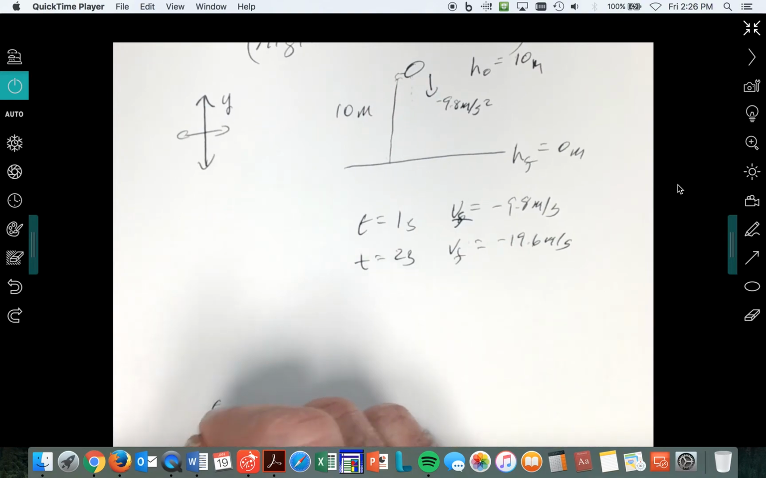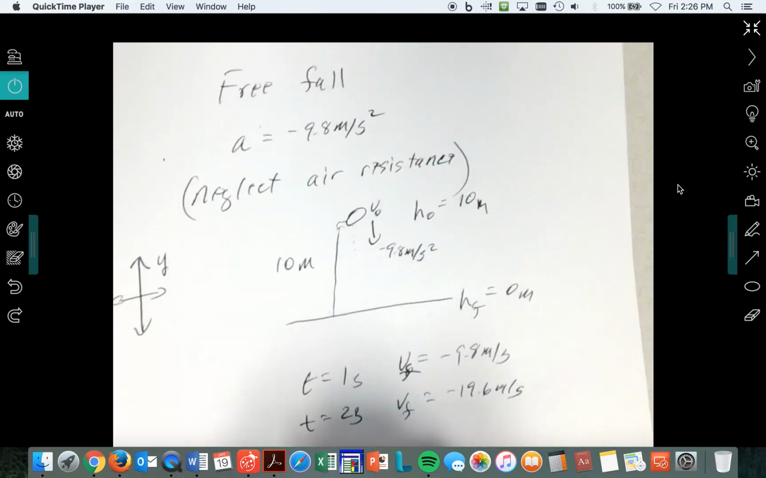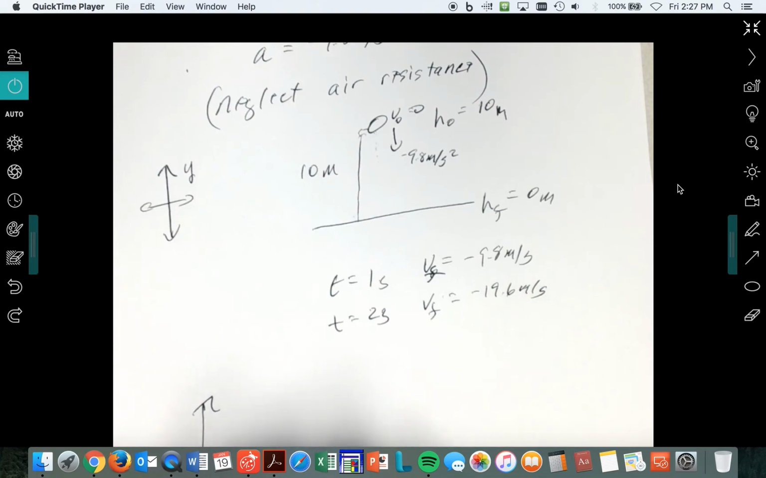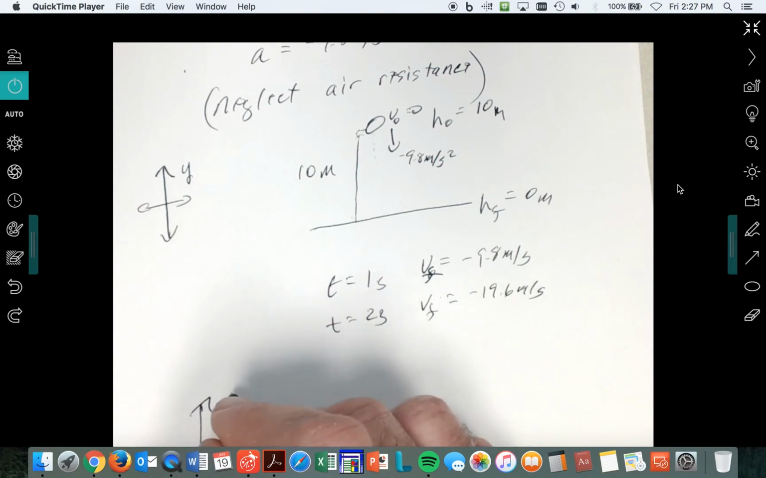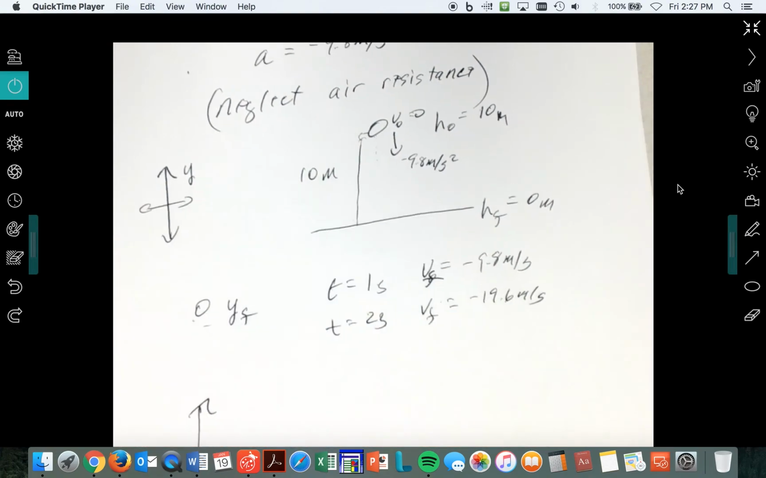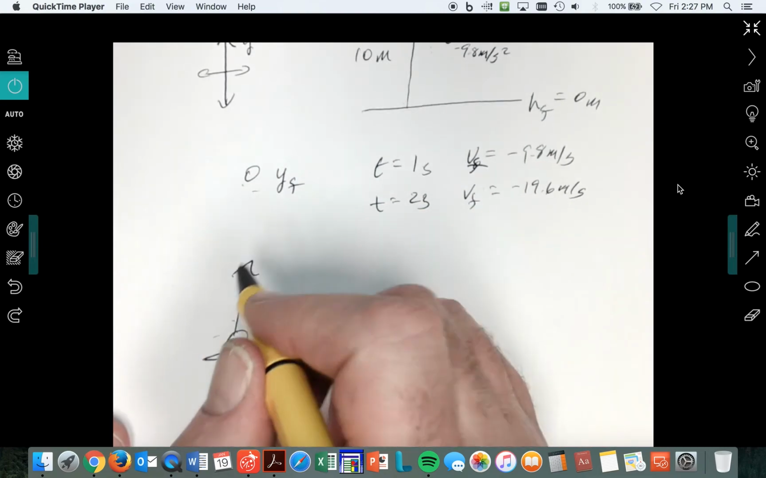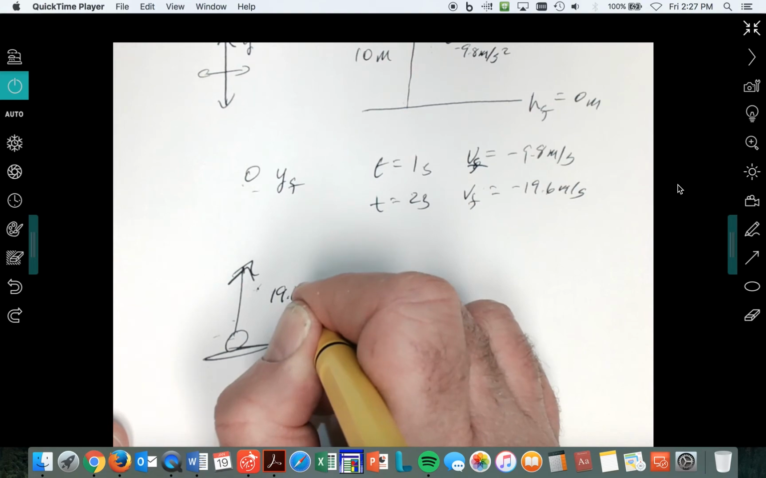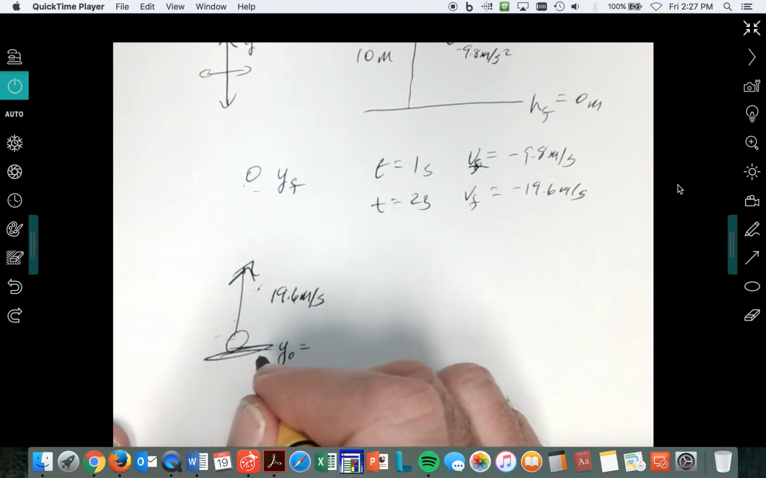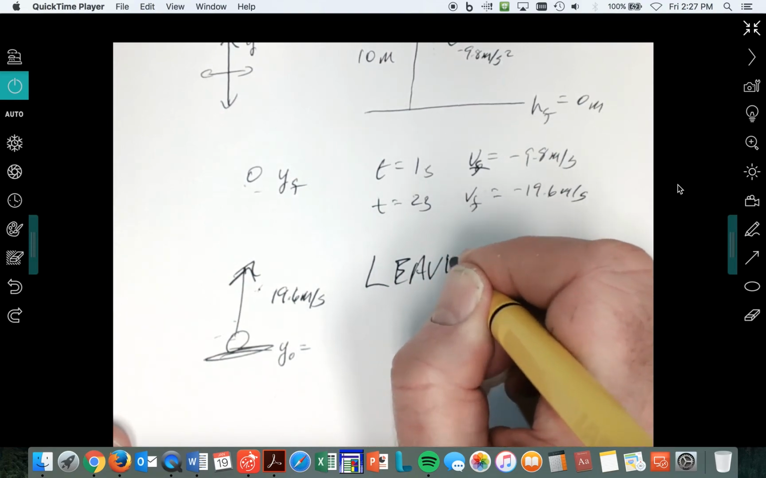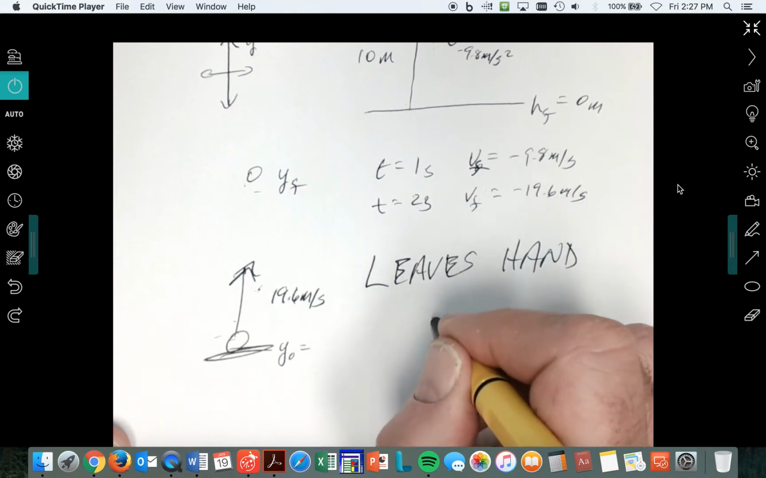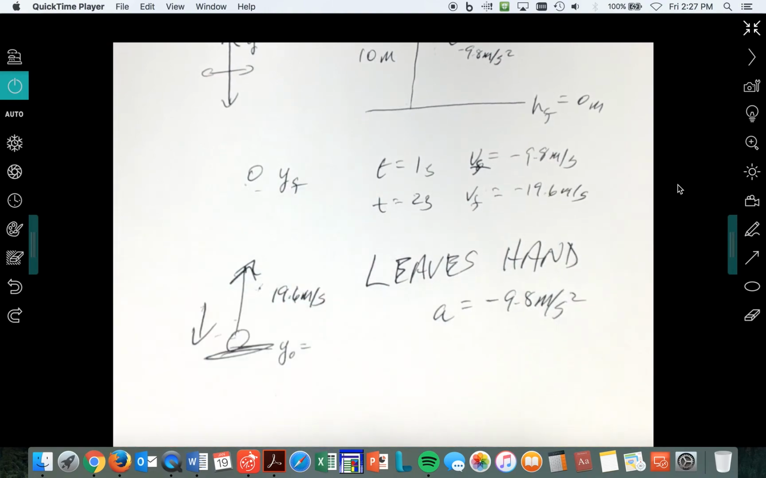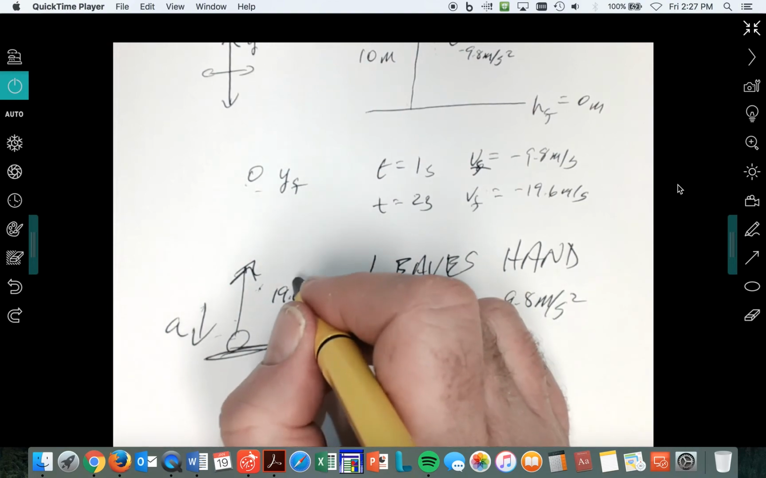Conversely, if I throw an object in the air, it leaves my hand at y equals 0, and then it's going to reach some y final up here. I throw it up with an initial velocity vector of 19.6 meters per second straight up. Once it leaves my hand, the acceleration is negative 9.8 meters per second squared, so it's getting pulled this way.